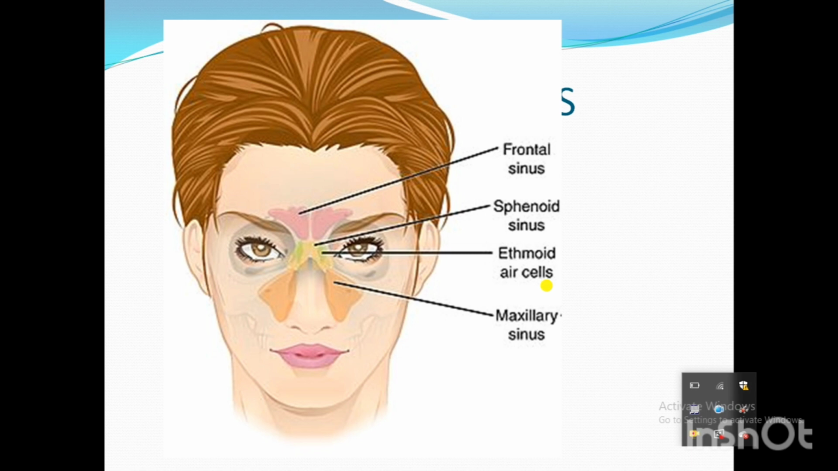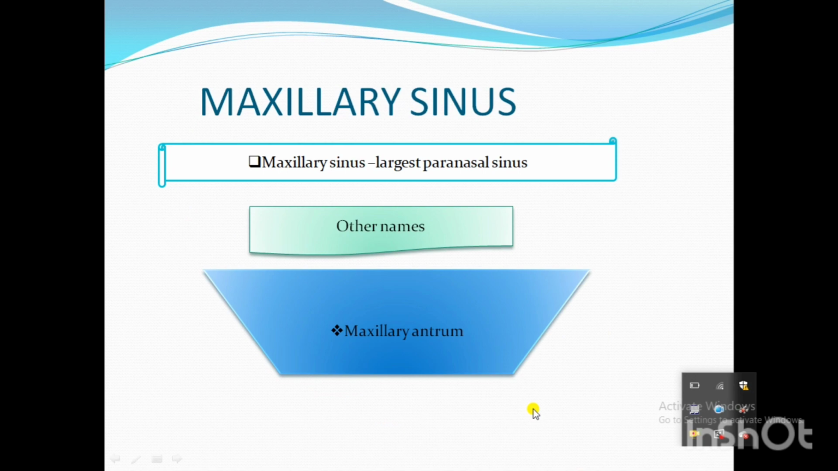The maxillary sinus is present in the body of the maxilla and the sphenoidal sinus is present in the body of the sphenoid bone. The frontal sinus is present in the frontal bone, which lies close to the superciliary arch, and the ethmoidal sinus is present in the ethmoid bone, within the labyrinth of the ethmoidal bone. The maxillary sinus is the largest of all paranasal sinuses. It is also known as the maxillary antrum or antrum of Highmore.